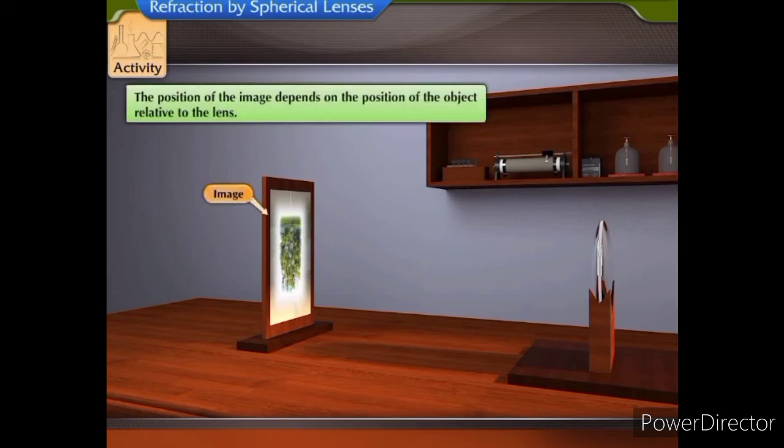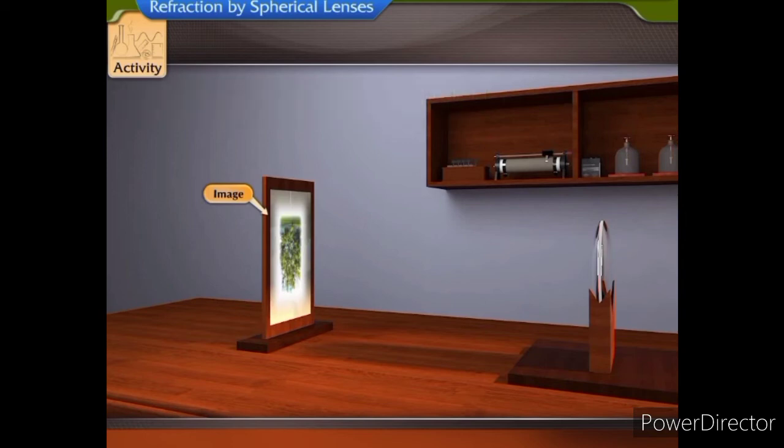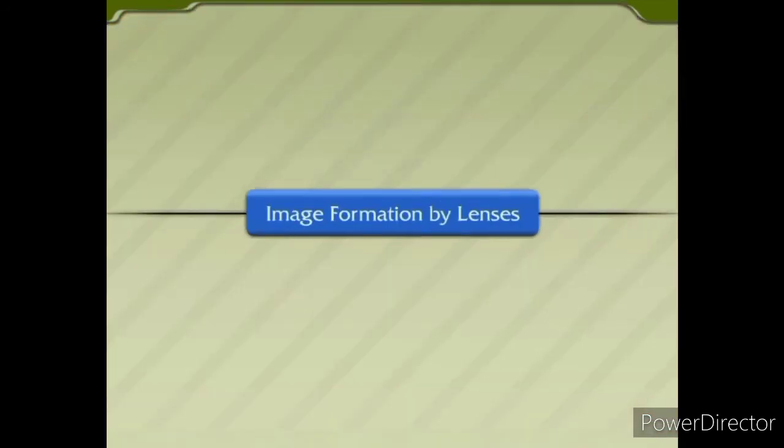The position of the image depends on the position of the object relative to the lens. Let us study position, relative size, and the nature of images formed by a lens. Image formation by lenses. Image formation by convex lenses.